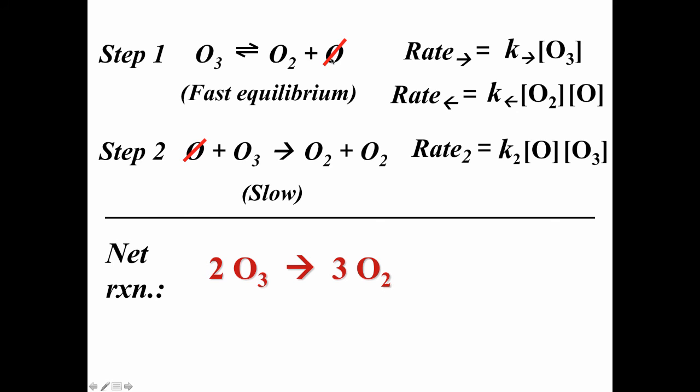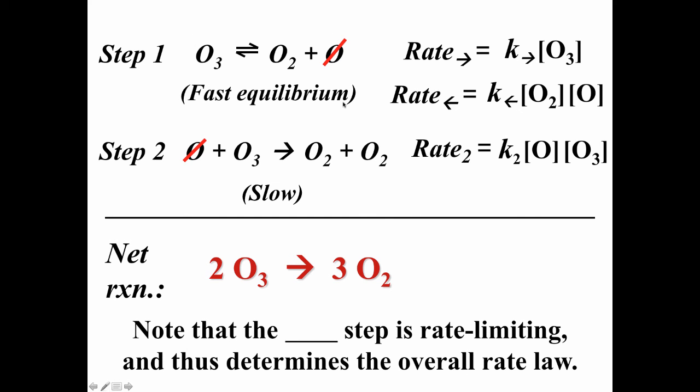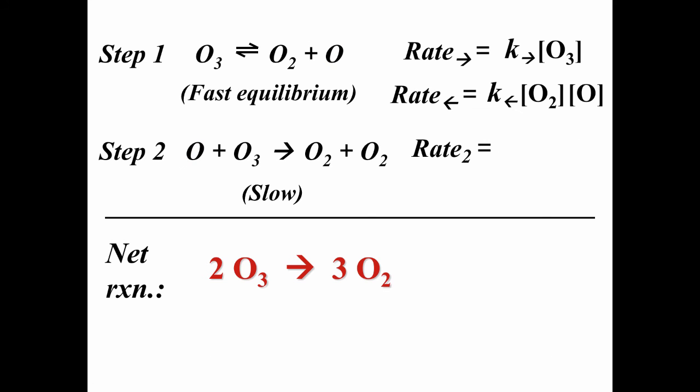It turns out that here O that's produced in step 1 is used up in step 2, and so that does in fact give us two O3s on the left and three O2s on the right. And then note the O2, which was made in step 1 and used up in step 2, is something we call an intermediate. I think that'll come up on the next slide. And also note that the second step is what's called rate limiting, because the slow step is what determines how quickly the overall reaction takes place. More on that during class.